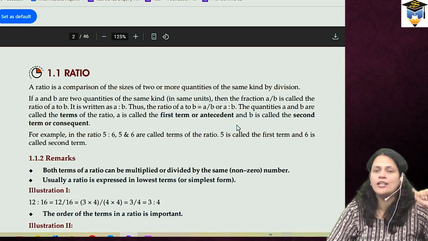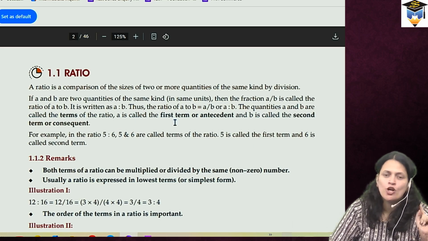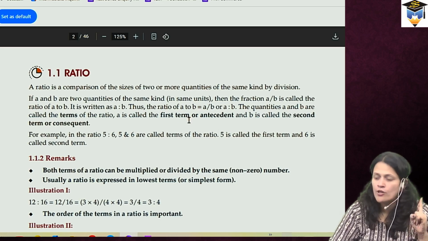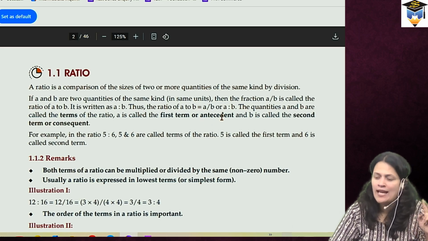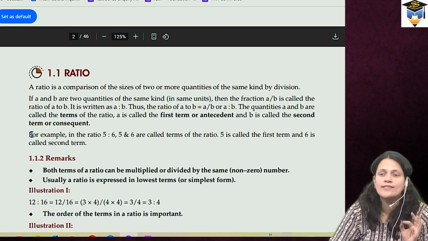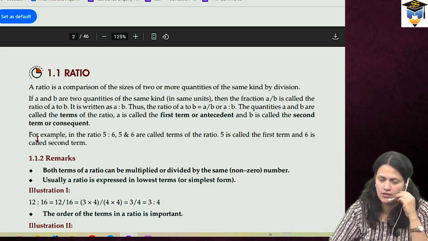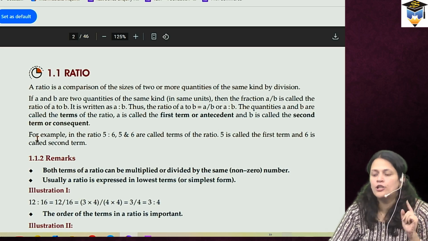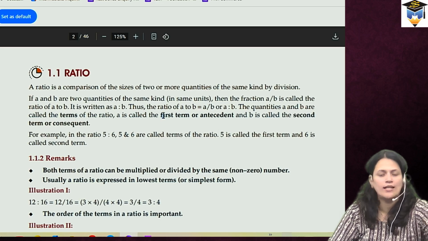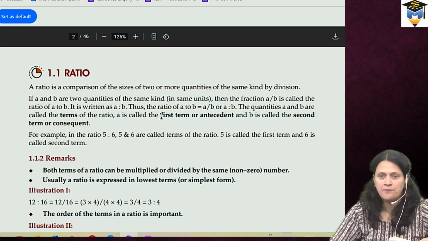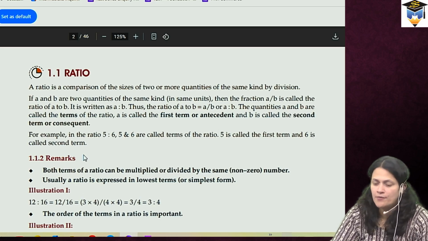Now we know that in a ratio there is a numerator and a denominator. So the numerator is called the first term in the ratio, which is called the antecedent. You should know these names. And the second term is called the consequent. So in a ratio, the numerator part is called the antecedent and the denominator part is called the consequent.